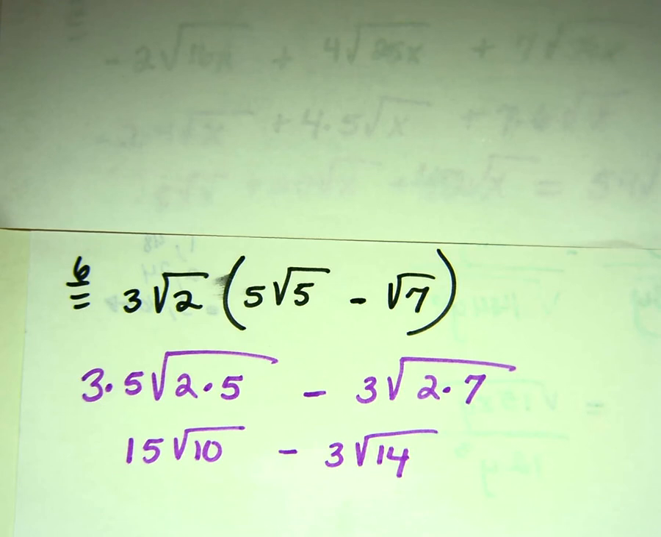So with the outside of the radicals, you got 3 times 5, which gives you 15. On the inside of the radicals, you got square root of 10. Using distributive property again, you have 3 on the outside, but on the inside you got 2 times 7, which gives you 14. You can't simplify this any further, so your final answer is 15 times the square root of 10 minus 3 times the square root of 14.